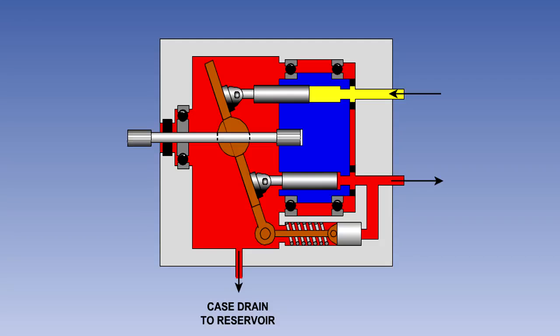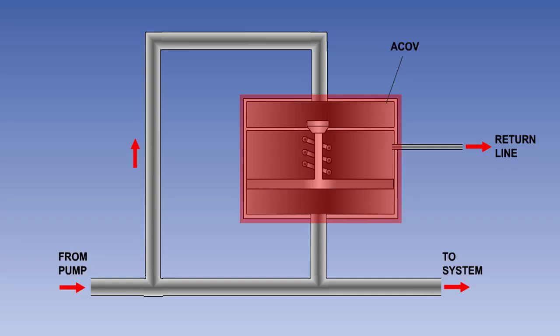Maximum system pressure is set and adjusted by the spring in the control piston for a constant pressure variable volume pump. Whilst in a system using a constant delivery fixed volume pump, this function is carried out by the automatic cutout valve, or ACOV.